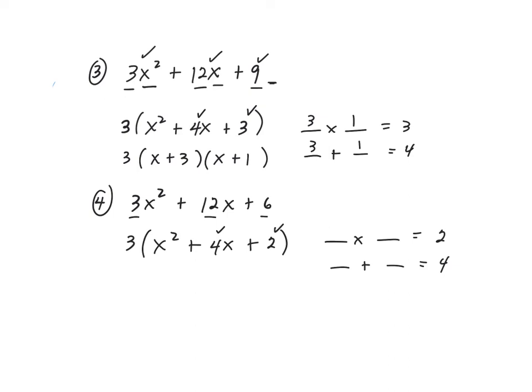The factored form of 3x squared plus 12x plus 6 is just 3 times x squared plus 4x plus 2, and it cannot be factored any further.